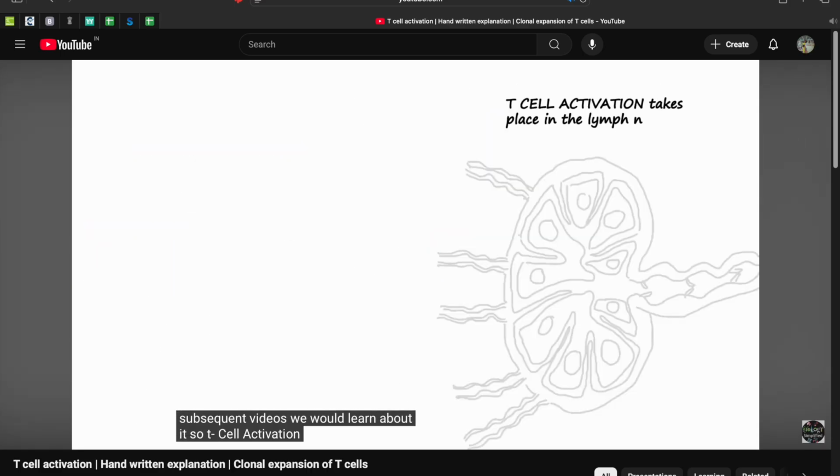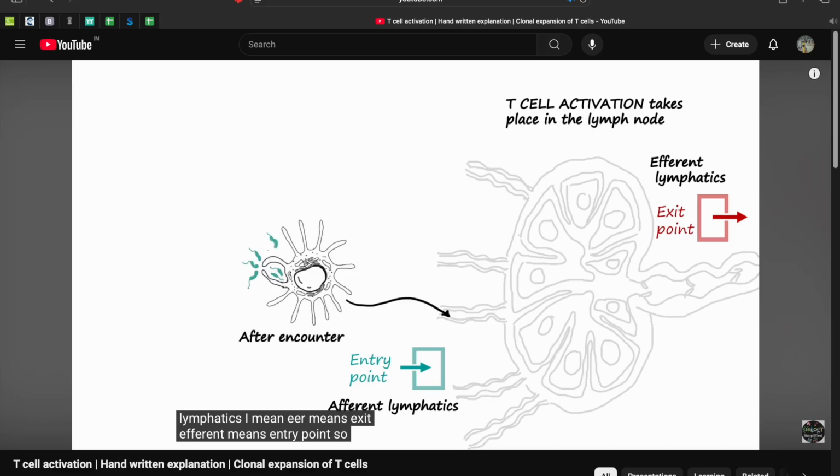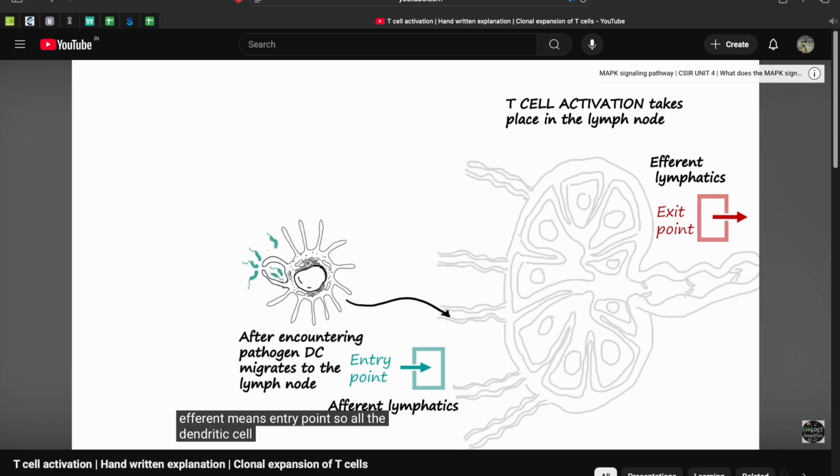So T cell activation takes place in the lymph node, which is another piece of information we have to understand. Now, the lymph node has afferent and efferent lymphatics. Efferent means exit, afferent means entry point. So the dendritic cells recognize the pathogen in the periphery, and they migrate to the lymph node, entering the lymph node where T cells are physically located.